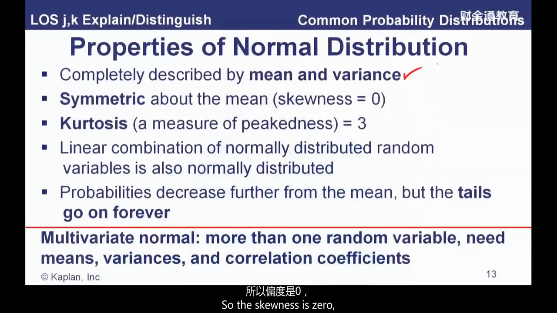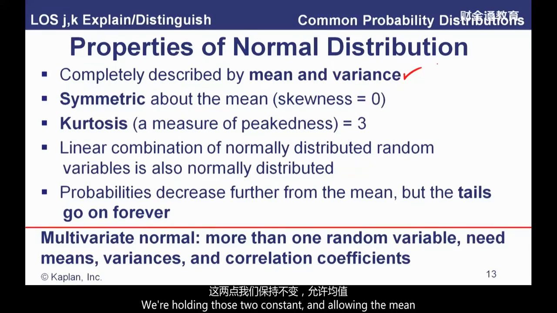So its skewness is 0, it's symmetric around the mean. Kurtosis, our measure of peakedness and the thickness of the tails, is 3. So we're holding those two constant and allowing the mean and the dispersion to adjust for the distribution.